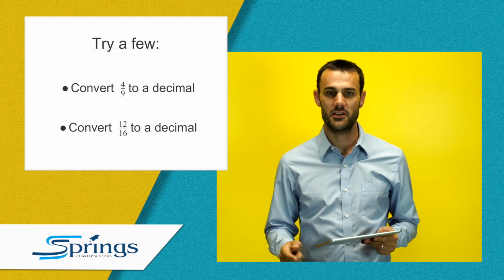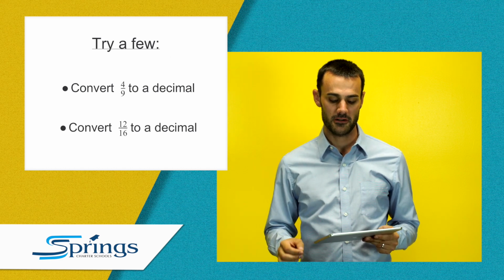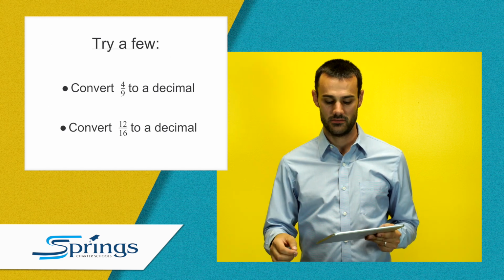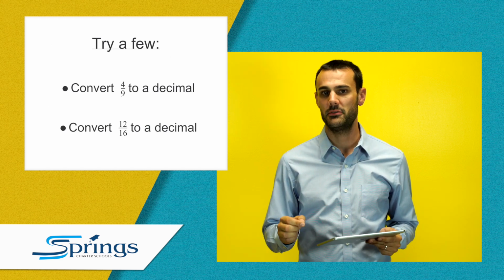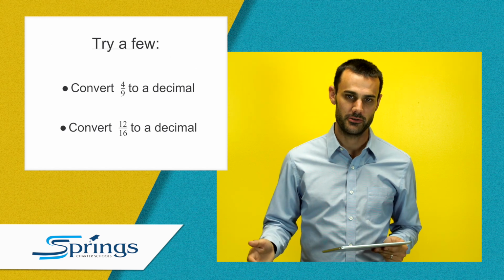I want you to try these on your own. So go ahead and pause the video if you'd like and give these a try. We're going to convert 4/9 to a decimal as well as 12/16 to a decimal. Now after you convert them, you need to decide, is it a repeating decimal or is it a terminating decimal?